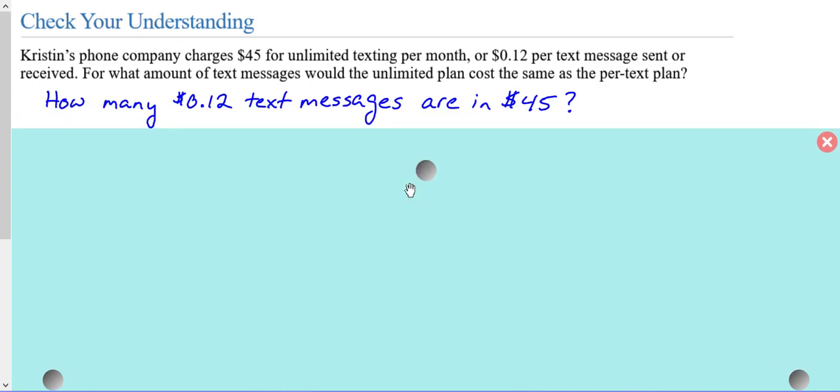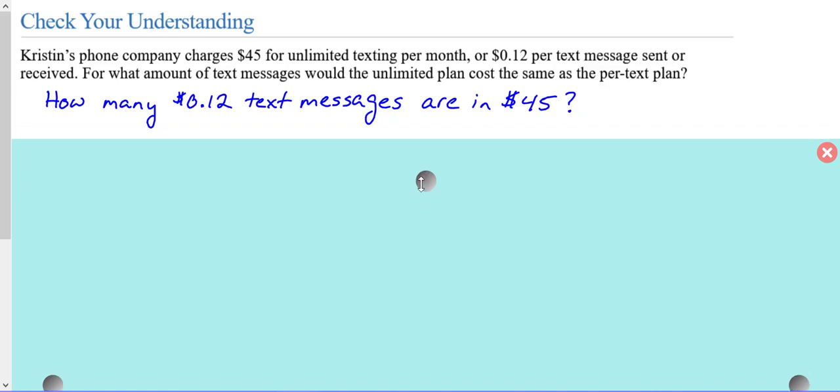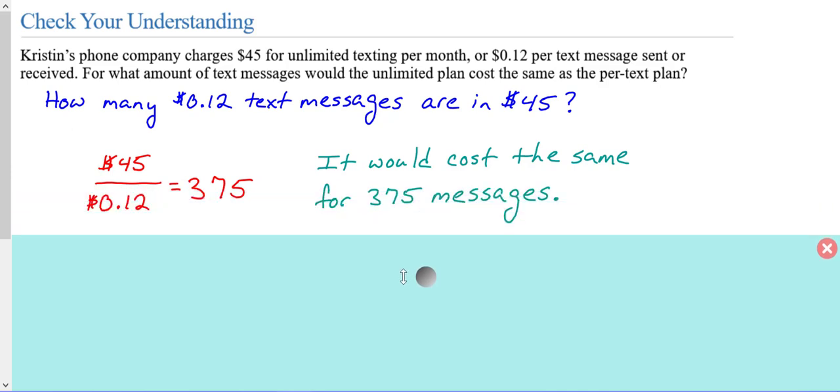Basically, what you're finding is how many 12-cent messages are in $45. And think to yourself, am I going to add, subtract, divide, multiply? Well, in this case, you're going to divide 45 into 12-cent pieces. So 45 divided by 12 cents would give us 375. So it would cost the same for 375 text messages.